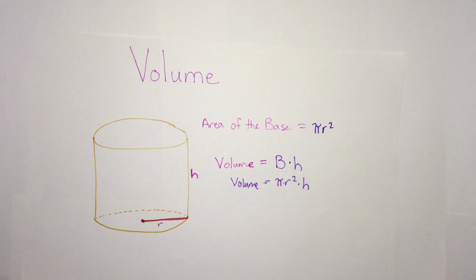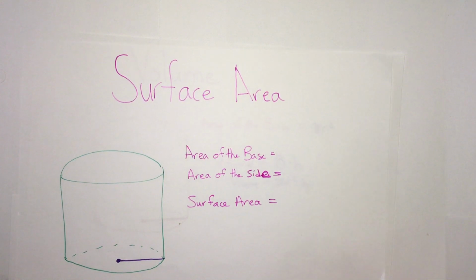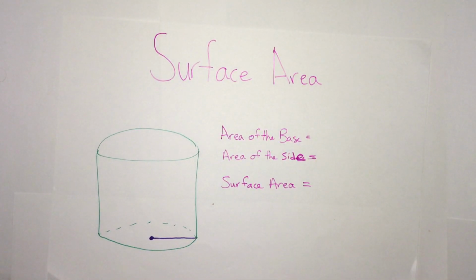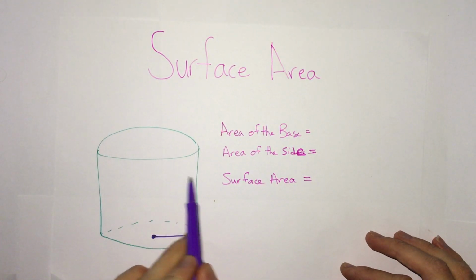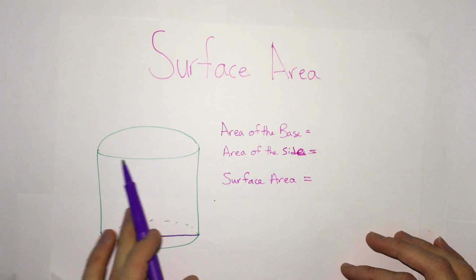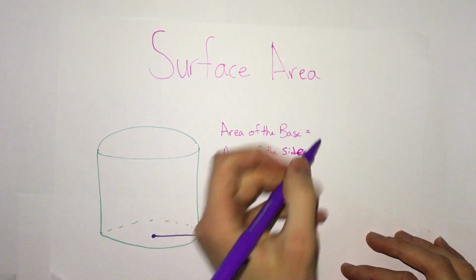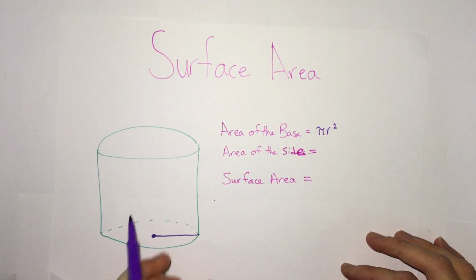Now what takes a little more thought is the surface area of a cylinder. We have the same idea, same shape. Surface area, remember, is all of the area on the outside of a three-dimensional shape. So part of that would be the top and the bottom. Well, that's easy. Again, that's a circle. The area of the base is pi r squared.